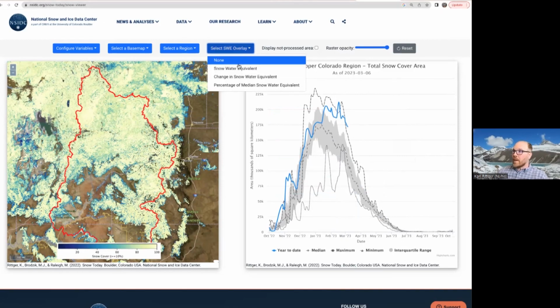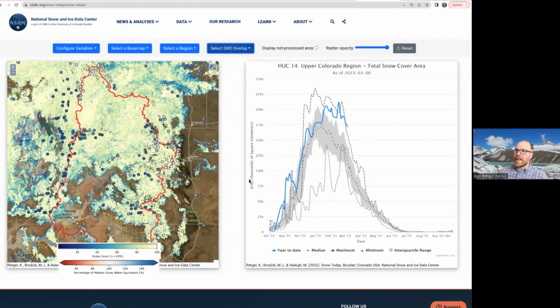And one thing we can do as well is overlay point observations of snow water equivalent. So we have SWE here, change in snow water equivalent, which would tell you about storms in the last 24 hours, and then the percentage of mean snow water equivalent. And I usually use that bottom one, the percentage of mean. So I'll click that on.